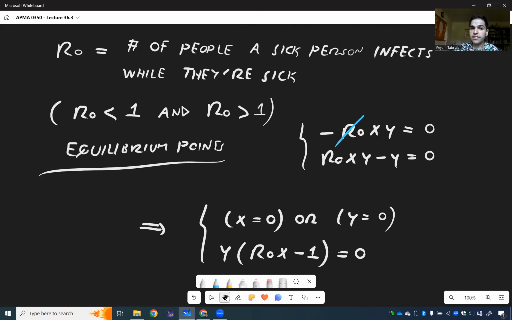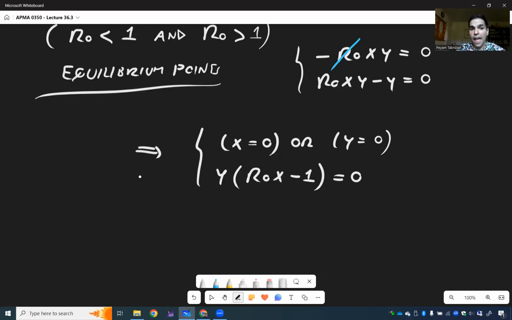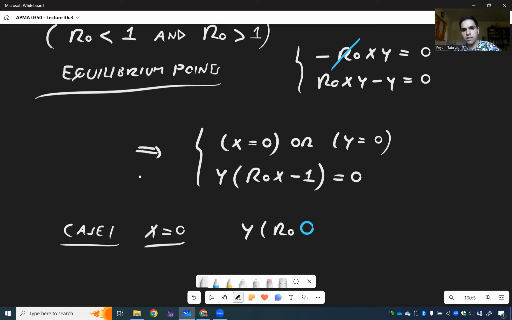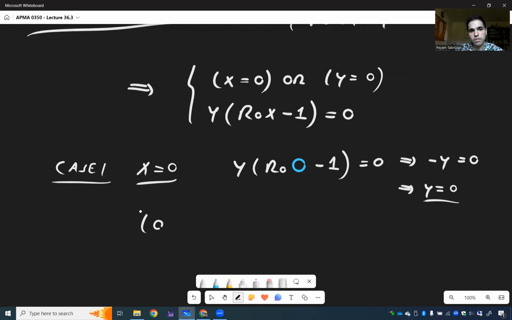So let's do two cases. One where X is 0, so no one is exposed to COVID. Then the second equation becomes Y times (R naught times 0 minus 1) equals 0. So this gives you minus Y is 0, and so Y is 0. Which would give you the equilibrium point 0, 0.